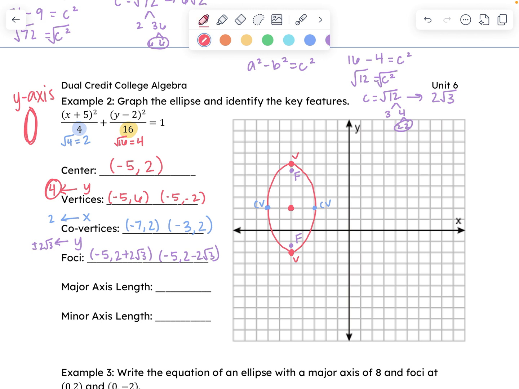Then the length of my major axis, that's going to come from that 4. So I'm going to do 2 times 4, which is going to give me 8. The length of my minor axis is going to come from that 2. 2 times 2 gives me 4, which it would be 1, 2, 3, 4, all the way across, right? And same thing here. 1, 2, 3, 4, 5, 6, 7, 8, all the way up and down. So kind of checks out there.